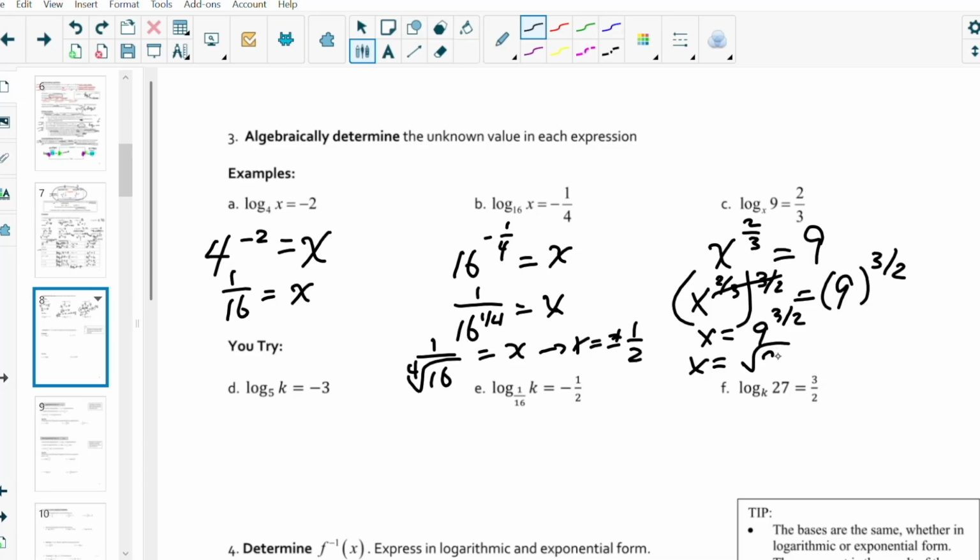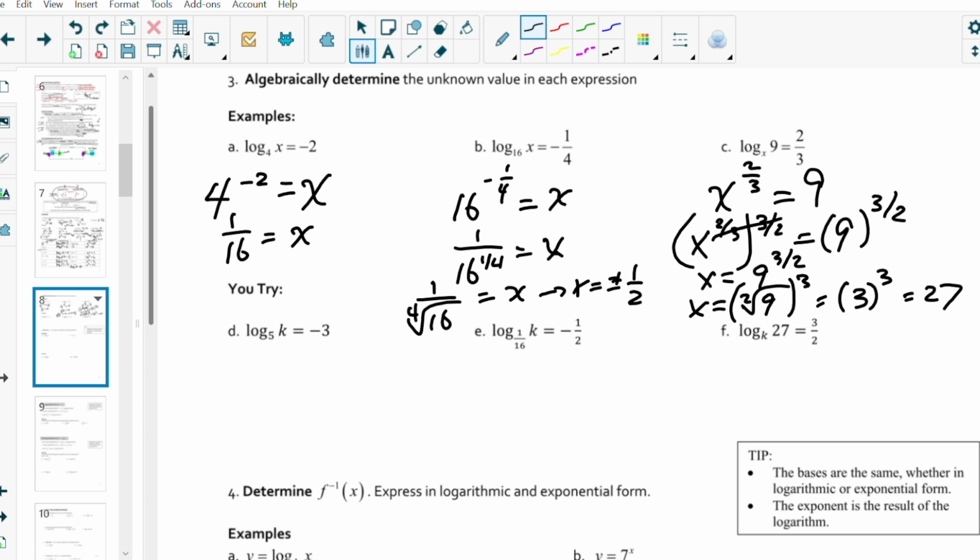Well, let's convert that to a radical. That is the square root of 9, so I'll put a 2 there. This is how I convert it. Square root of 9 cubed. Well, square root of 9 is 3 cubed, and that's 27. Okay, you try. Give these a try.